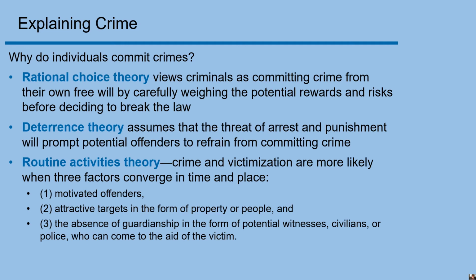So basically the theory here is that for a crime to occur, three things have to happen. And if you remove one of the three, crime does not happen. First, you have to have someone willing to commit a crime. That is the motivated offender. The second is an attractive target, whether that's something to be stolen, a person to be killed, mugged, whatever. And the third is the absence, they call it absence of guardianship, in the form of potential witnesses, civilians, or police, or someone who can come to the aid or protect the victim.